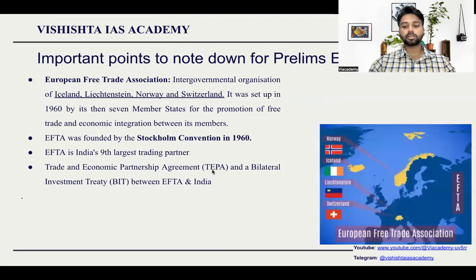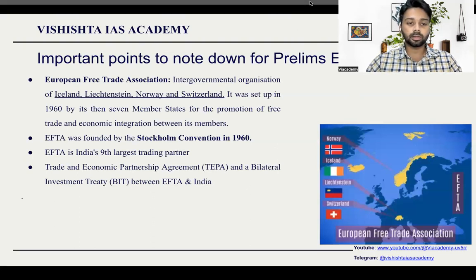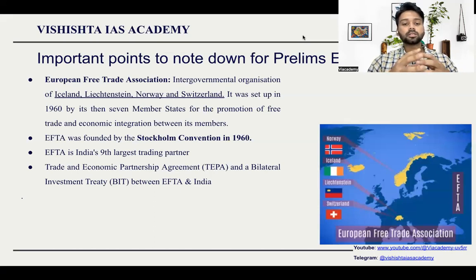Some important points from the prelims examination perspective. European Free Trade Association. What exactly the European Free Trade Association is, is extremely important for your prelims examination. It is an intergovernmental organization started by 4 countries. The 4 countries at present in this association are Iceland, Liechtenstein, Norway, and Switzerland. So when such things come in the news, you need to know the boundaries of these countries. It was set up in 1960. The year is not that important, but you can take a note of it also.